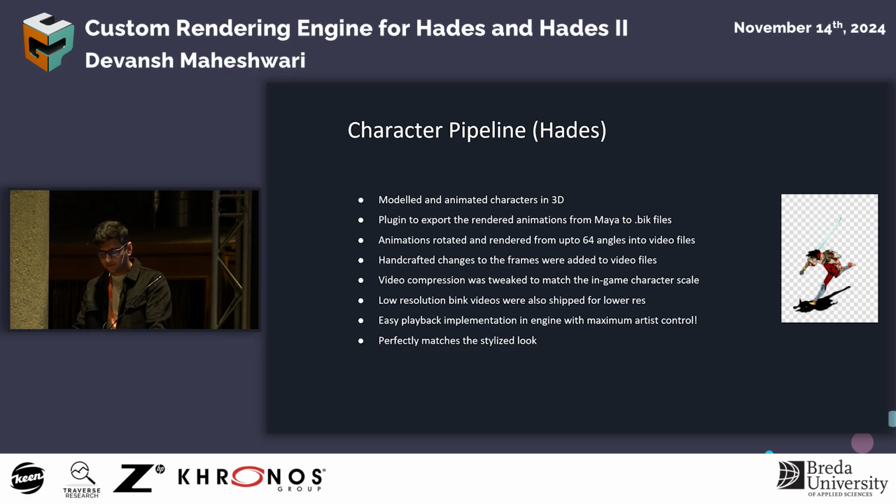So how did this pipeline really work? The artist modeled and animated the characters in 3D, and then we had a plugin to export all the rendered animations from Maya to Bink files. Animations had to be rotated and rendered in up to 64 different angles because the characters can face all 360 degrees, and we have to figure out the angle depending on the direction they were facing.